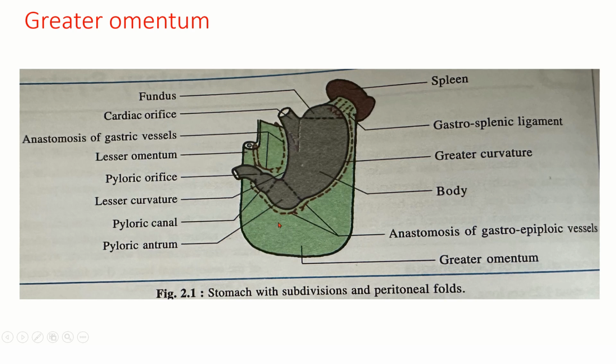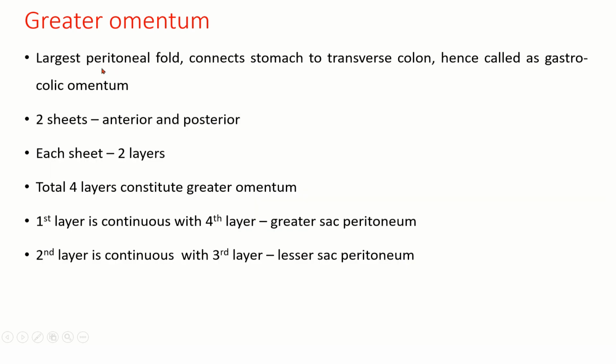Now, this is the greater omentum, which is attached along the greater curvature of the stomach. Largest peritoneal fold connects stomach to the transverse colon, hence called gastrocolic omentum. Two sheets, anterior and posterior. Each sheet has two layers. Total 4 layers constitute greater omentum.